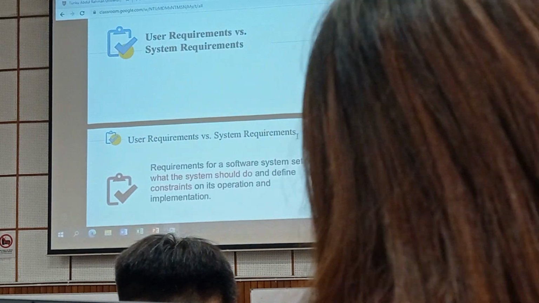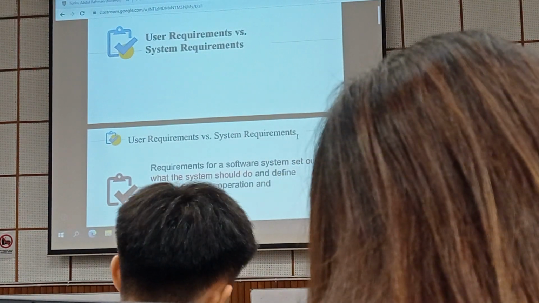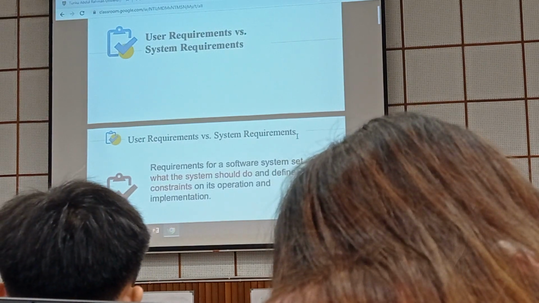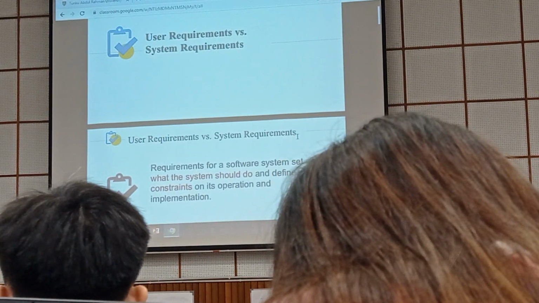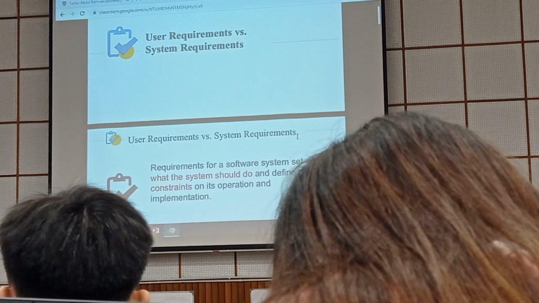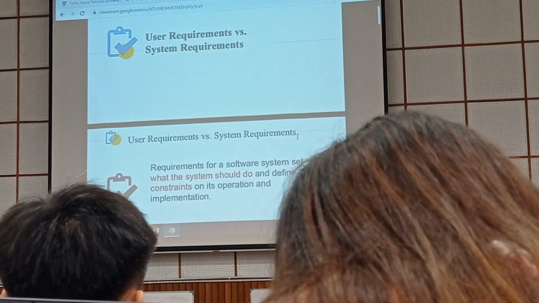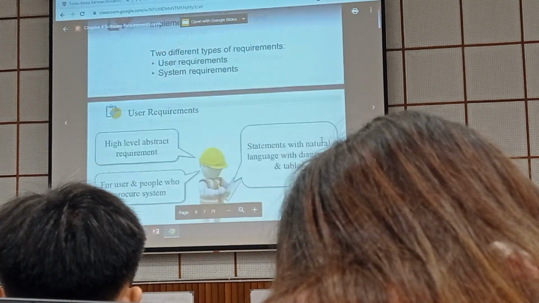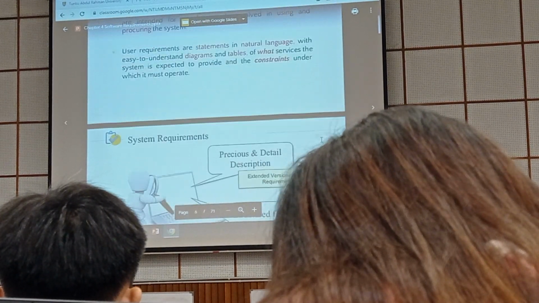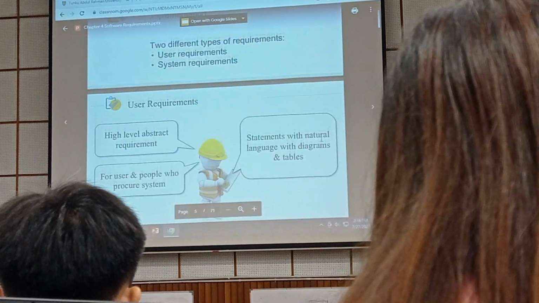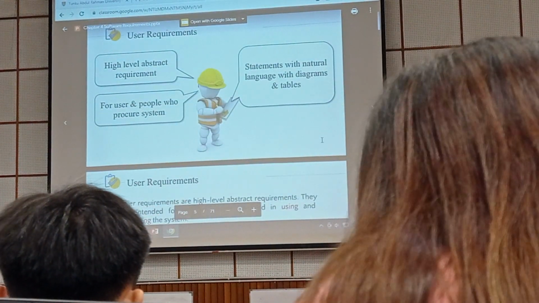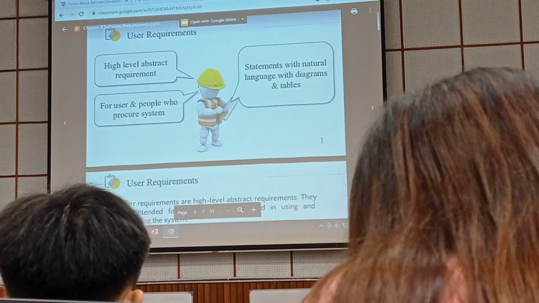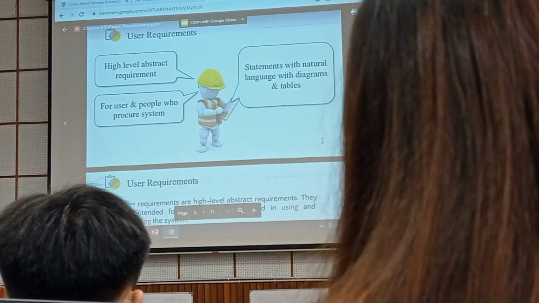When we talk about user requirements versus system requirements, both are important. User requirements and system requirements are two types of requirements in the context of software development. First, we look at the user requirements. I'm not going to read the slide, I'll just explain based on these keywords.